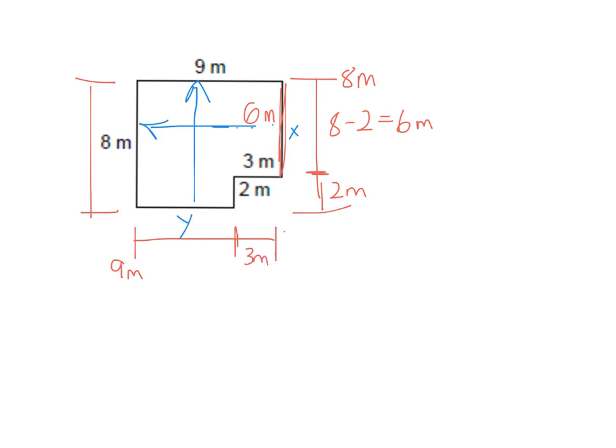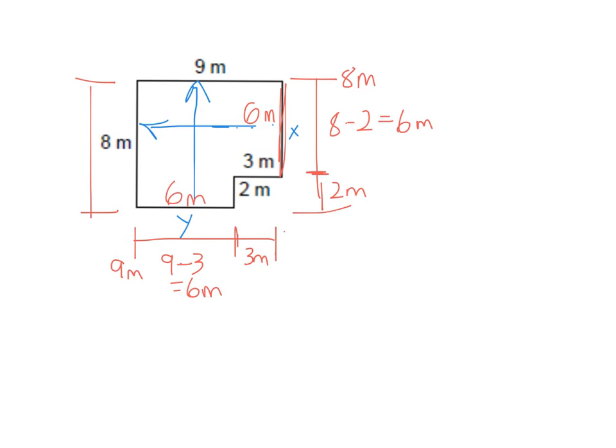3 meters. So how can I find this section here? I can find it by doing 9 minus 3, and it will tell us the length of this side. So let's write that out. We get 9 minus 3, and we get 6 meters. So I know this is also 6 meters. Great. Now I know all the lengths of these lines. All I have to do is add them up.